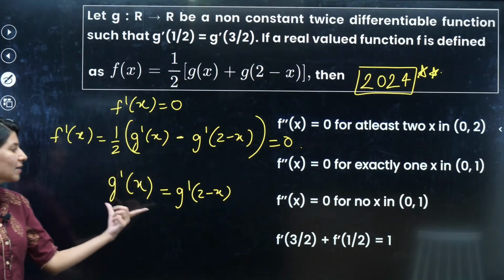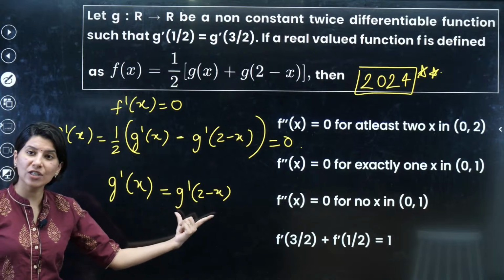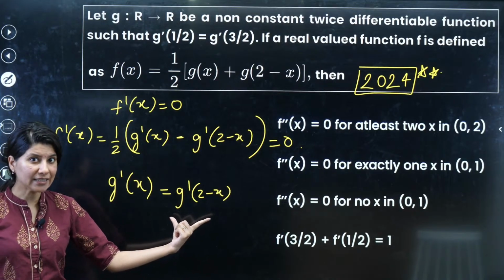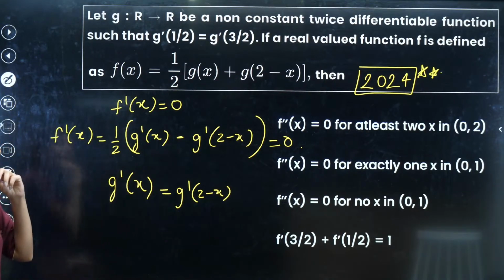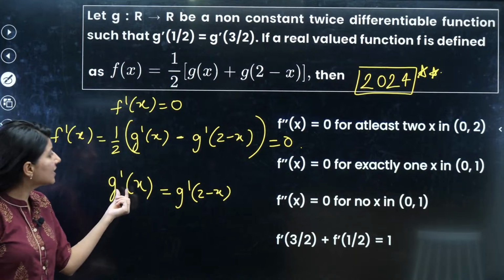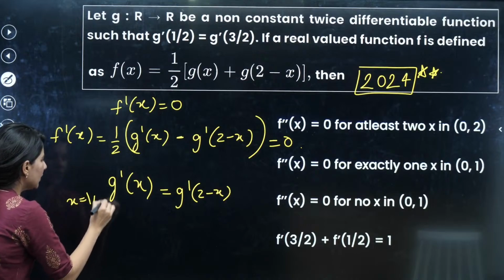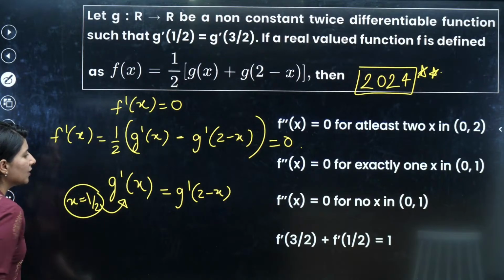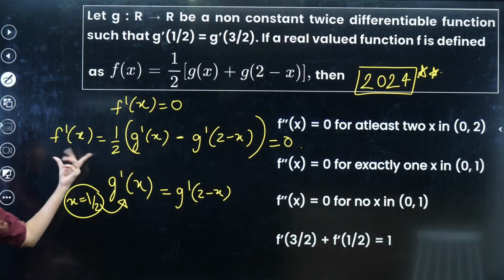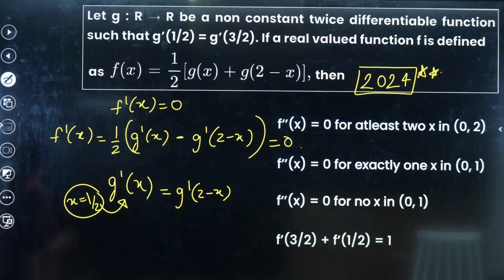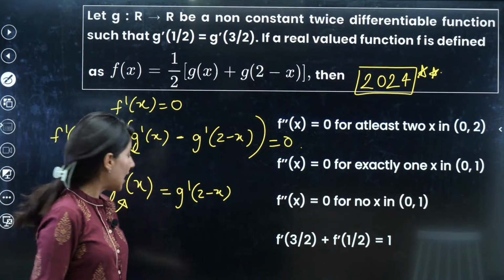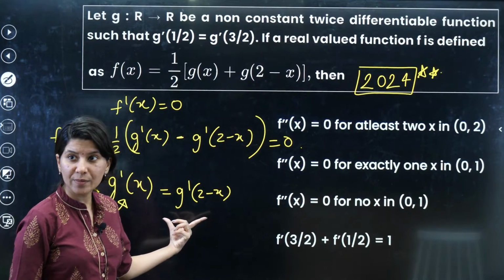So f dash x becomes 0 when my g dash x becomes g dash 2 minus x, right? Yes, it is very clear that if I put x equals to half, this equality will hold true. So that means at x equals to half, my f dash x will become 0. True or not? Yes, at x equals to half, my f dash x will become 0.